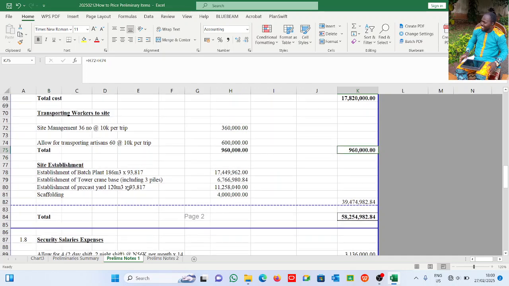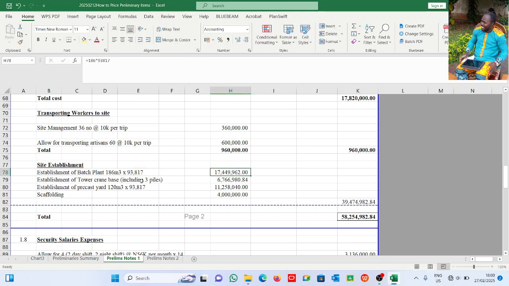Of course, you also need to establish your site. You're going to be bringing your containers, and we're putting them somewhere. Your batching plant, you have to put your batching plant somewhere. You need a tower crane, you're going to put your tower crane somewhere. Like this batching plant, B2CL requires 186 cubic meters to prepare the installation of the batching plant and every other area around it at 93,317 naira. That gives us this.